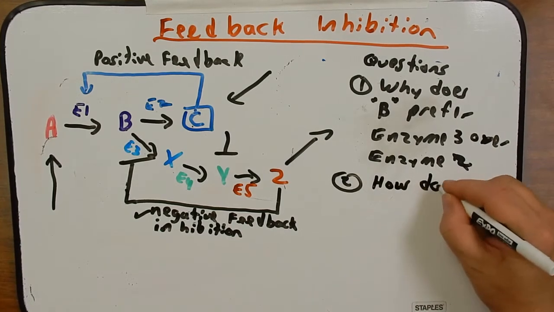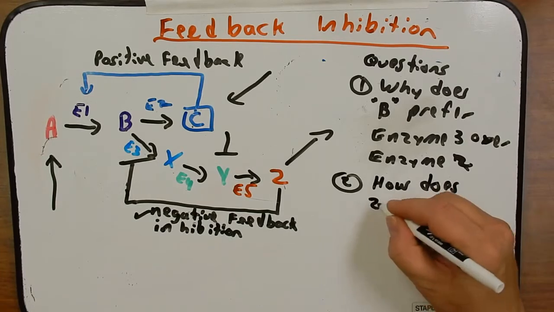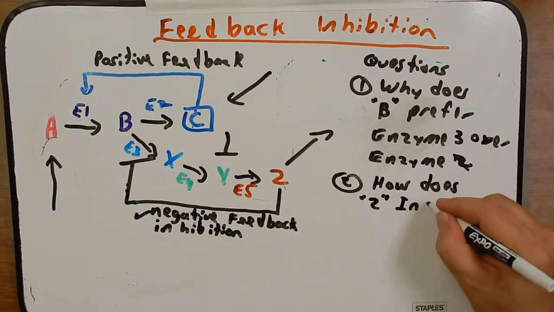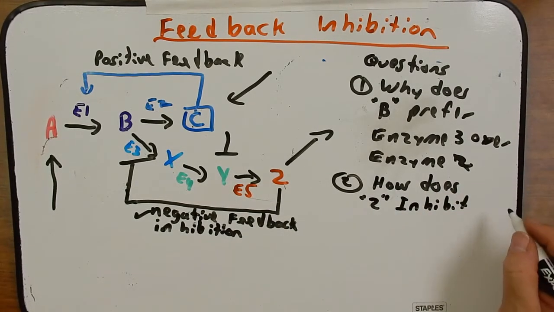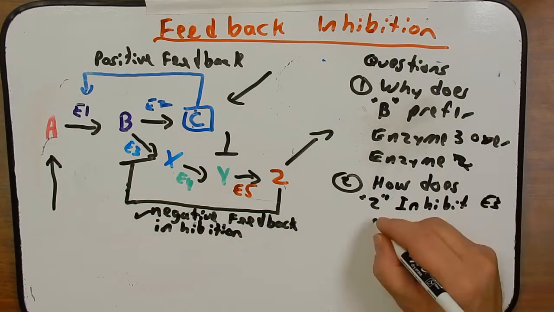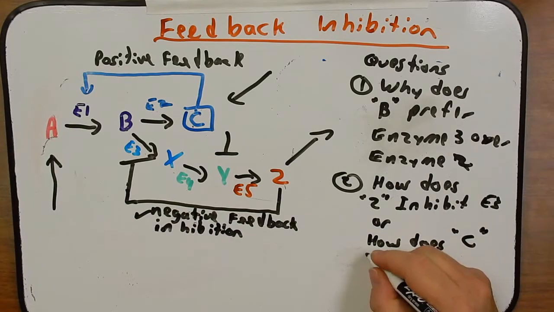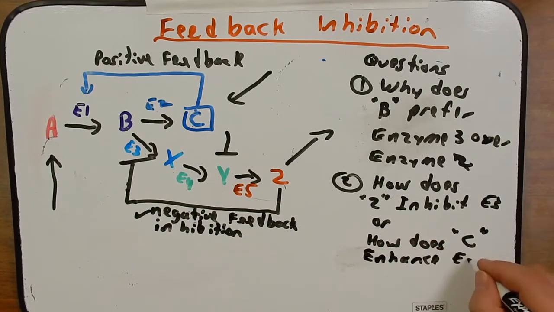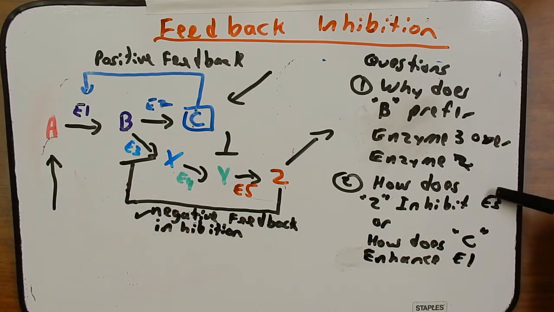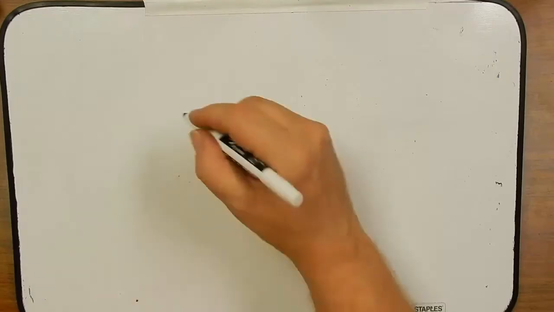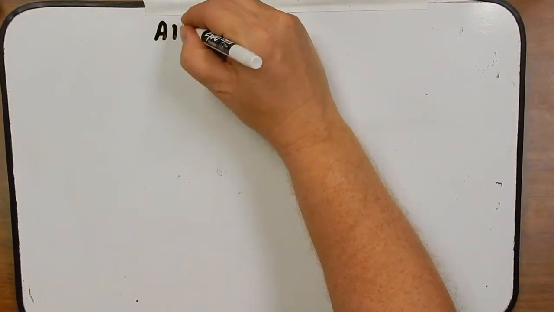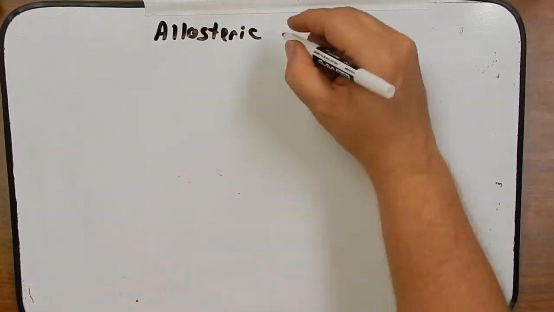The second question really is the focus of today. That is, how does Z, this Z here, inhibit or regulate, might be another way of saying that, E3? Or how does C, this C here, enhance the activity of enzyme 1, this enzyme? And we'll address this question in one way or another as we talk about the other things that are involved in controlling proteins. Okay, let's begin this next section on allosteric regulation.